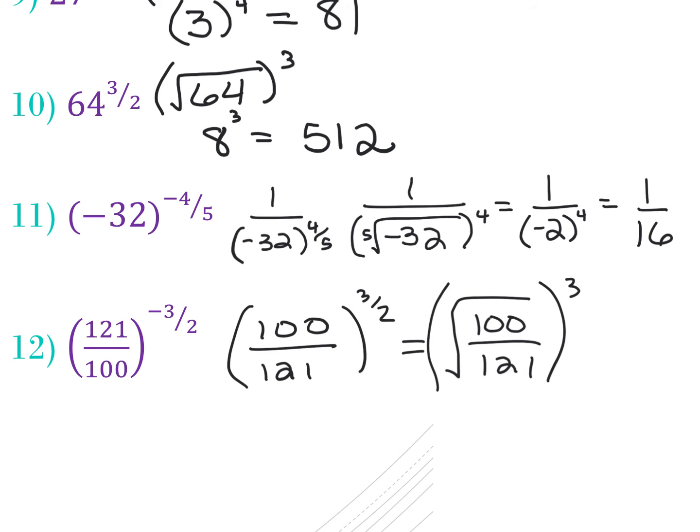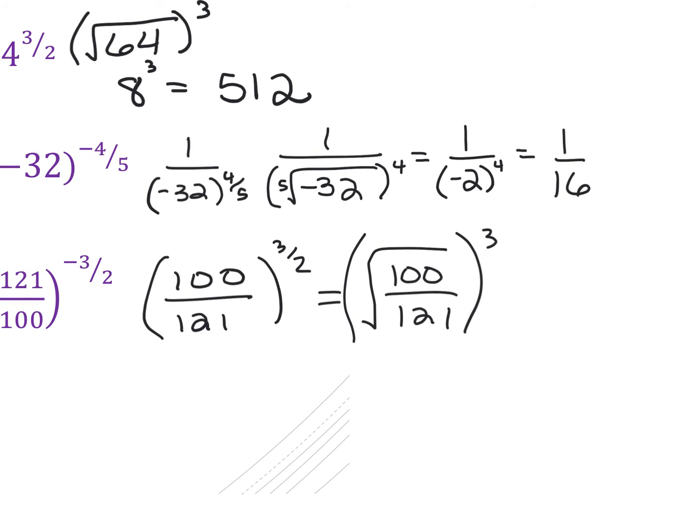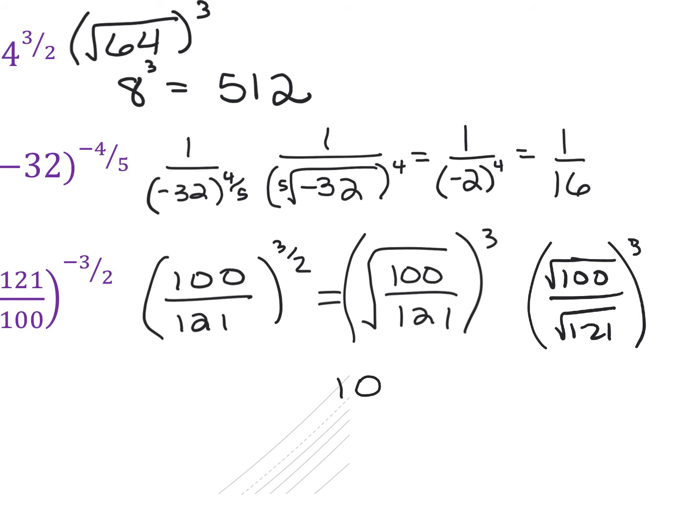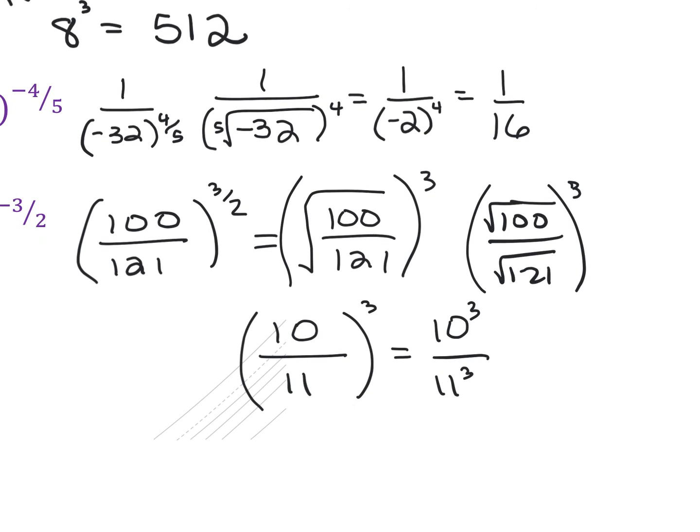Now, what we can do here is split apart the root. I can really just do the square root of 100, the square root of 121, and then after I get those answers for the square roots, I'm going to cube those answers. So I know that the square root of 100 is going to be 10. The square root of 121 is 11. And now I raise each of these to the 3rd power. So really what I'm doing here is 10 cubed over 11 cubed. And this becomes 1,000 over 1331.